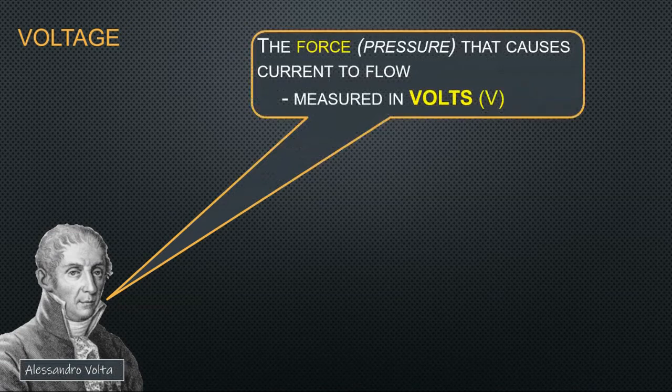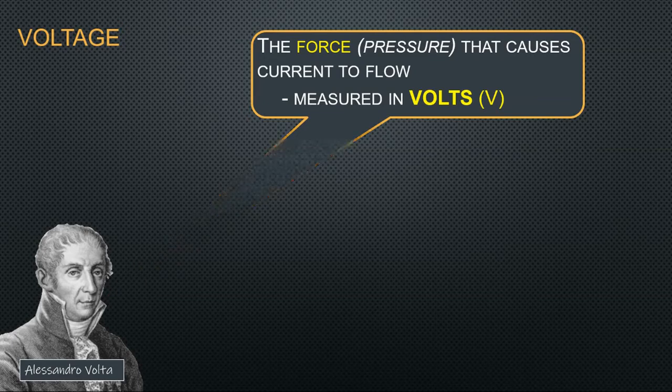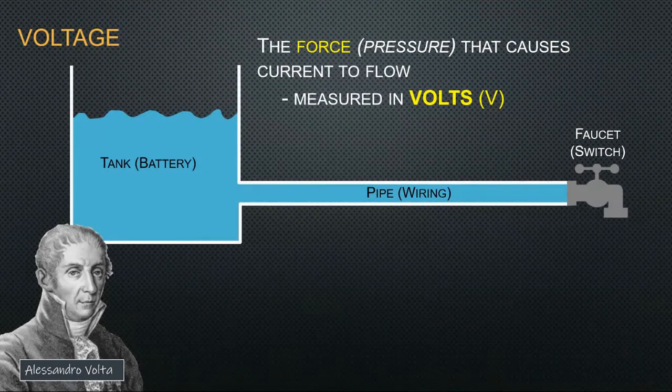Voltage is the force or pressure that causes current to flow through an electrical circuit. Without voltage, the electrons in a conductor would simply stay put. The amount of pressure in an electrical circuit is measured in volts. Let's compare a circuit with a water pipe again. In this system, the tank supplies the water pressure. A battery does the same thing in an electrical circuit. It provides the voltage needed to make electricity flow.